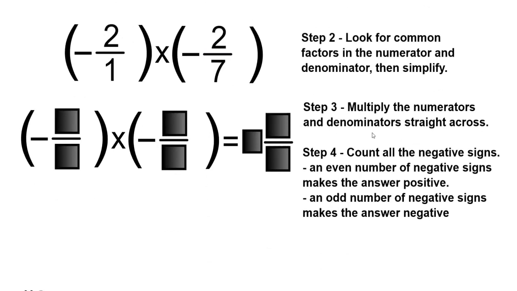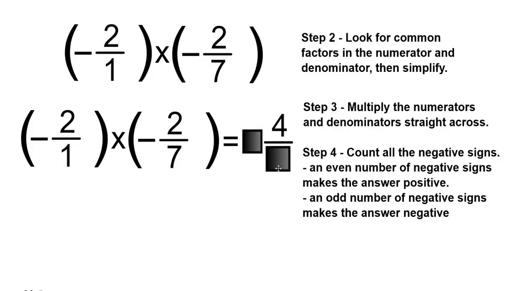Step 3. Multiply the numerators and denominators straight across. Starting with the numerators, we have 2 times 2 is 4. Then the denominators, 1 times 7 is 7.